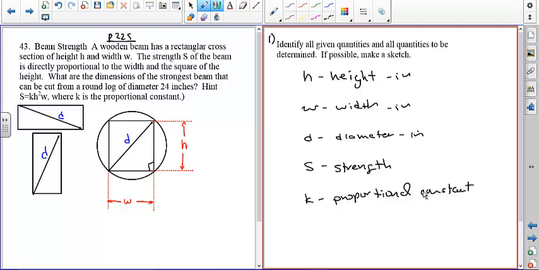And you say, well, don't we need to know what K is to solve the problem? Well, the answer turns out to be no. It doesn't really matter what the proportionality constant is. The ratio of the height and width to give you maximum strength is what's important, not the proportionality constant. Okay, so that's step one. Identify all the variables.